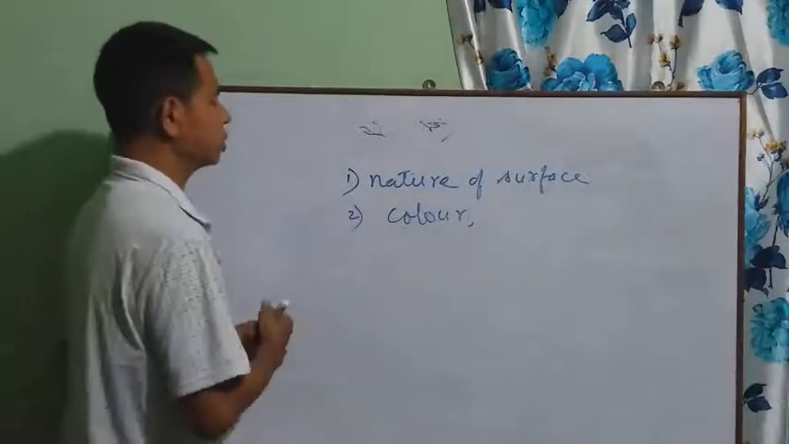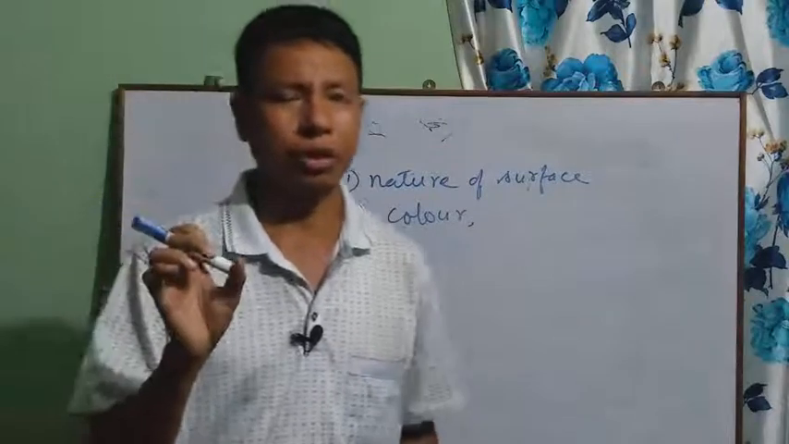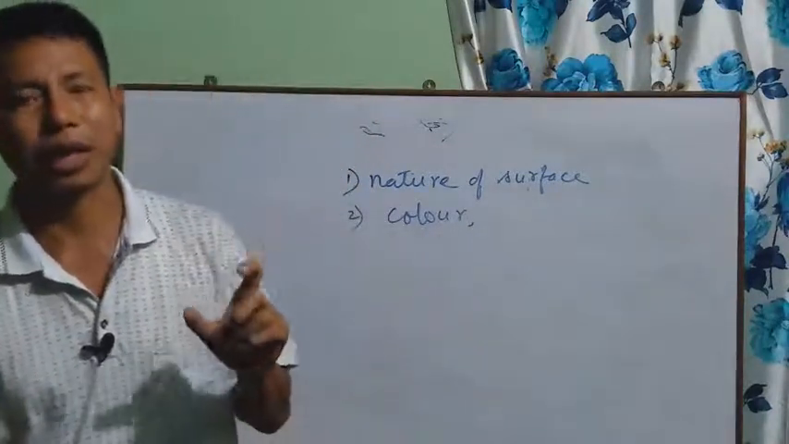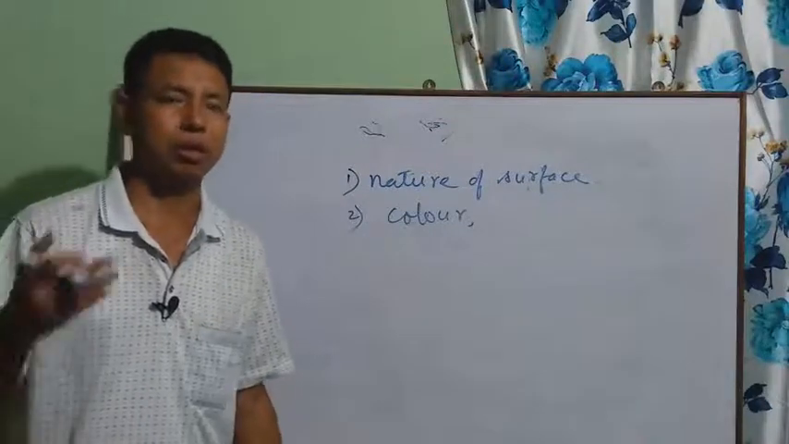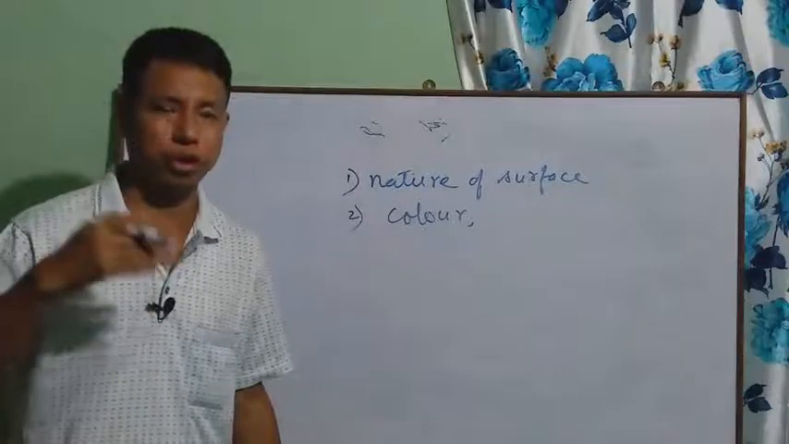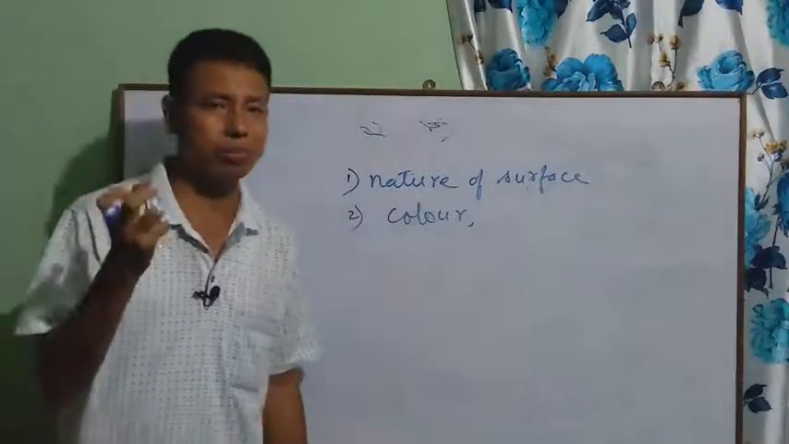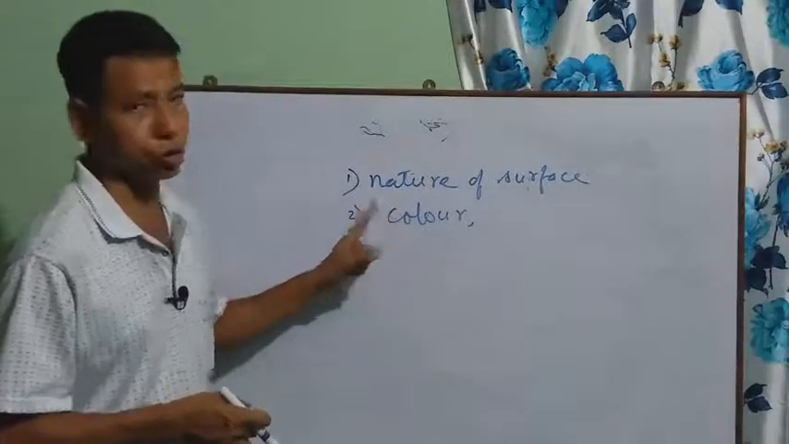Then the second one is about the color. Dark color absorbs more heat and lighter color absorbs less heat, like the white color. In case of white color, it reflects the maximum amount of heat. But in case of black color, it absorbs the maximum amount of heat. So it will depend on the color also.